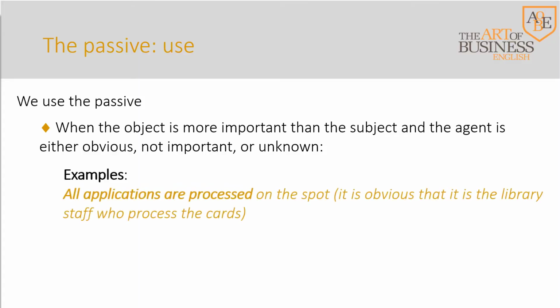For example, the housing crisis was caused by unsafe lending practices. Okay, I don't know who specifically lent people money that caused there to be lots of bad debts. So I don't know those people, and it's not relevant to me. So we just say it was caused by this practice and not by specific people. Okay. So let me give some further examples.